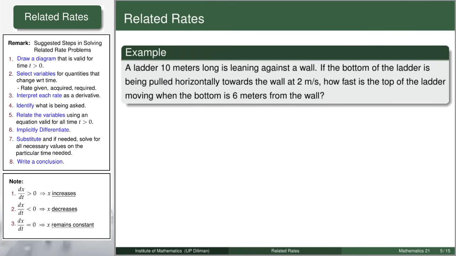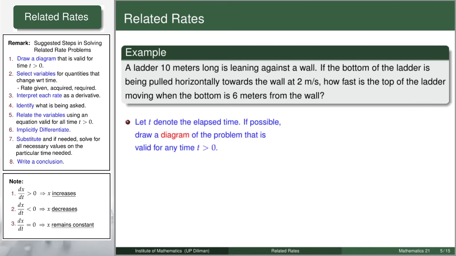A ladder 10 meters long is leaning against the wall. If the bottom of the ladder is being pulled horizontally towards the wall at 2 meters per second, how fast is the top of the ladder moving when the bottom is 6 meters from the wall? Now to understand this well, I will first draw a diagram. It's very important to know that this diagram is what we call a moving diagram, because this should be true for any time greater than 0.